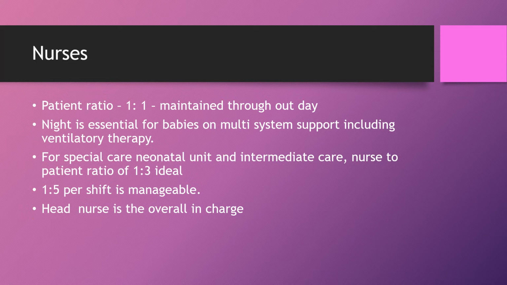For special care neonatal unit and intermediate care, a nurse patient ratio of 1:3 is ideal. For second level, where the baby requires a mild level of care, a 1:3 ratio, that is one nurse to 3 patients, up to 1:5 per shift is a manageable condition. The head nurse is the overall in charge of the NICU.